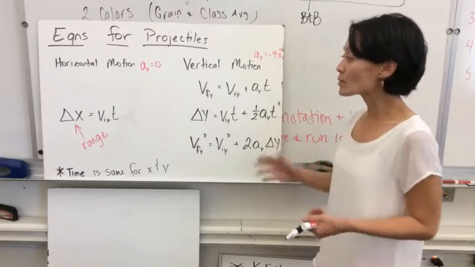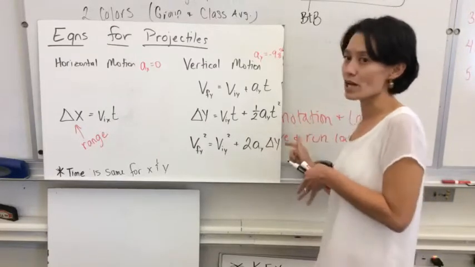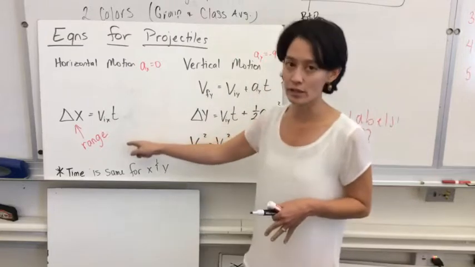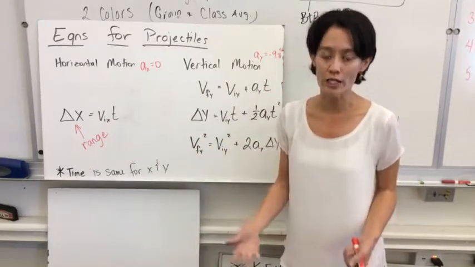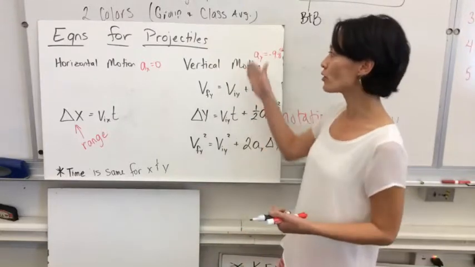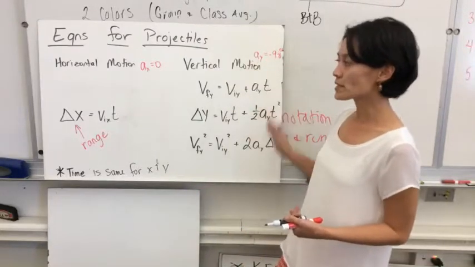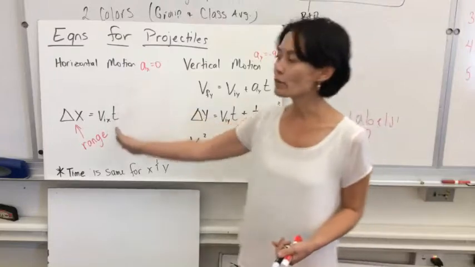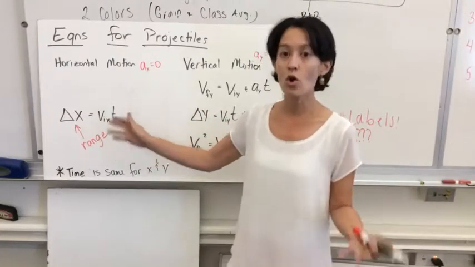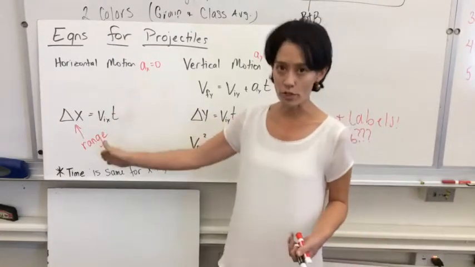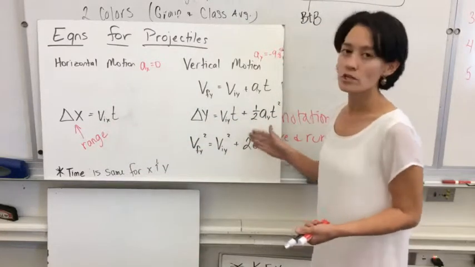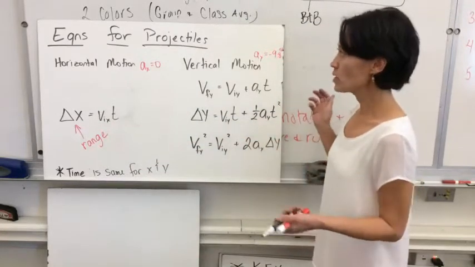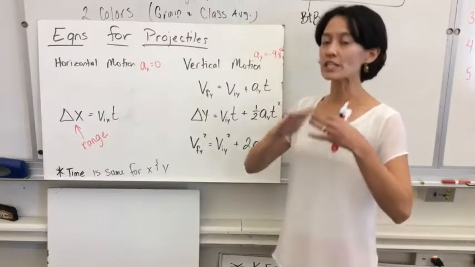So it allows us to find time in one direction and use it in another direction. And that's going to be a problem-solving strategy we're going to see a lot, in that we will use either the vertical motion equations to find the time and then take that time and plug it into the horizontal motion equations, or vice versa. We'll use our horizontal motion equation to find time and plug it into the vertical motion equation to find something else. So that is projectiles in general.